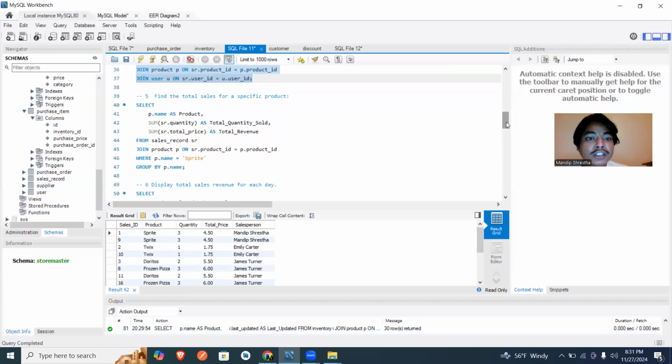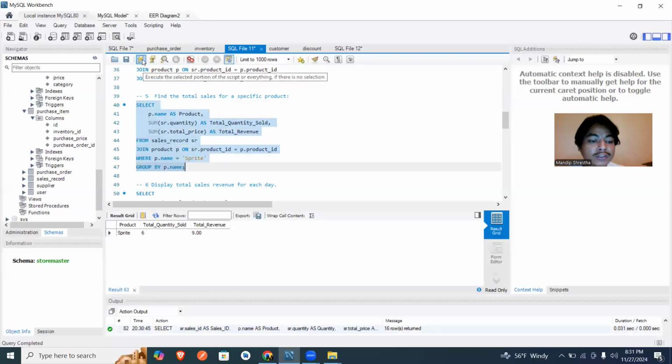My fifth functionality shows the total sales for a specific product. Suppose, for example, I have taken Sprite. If I run the query, I can see that my total quantity of Sprite sold is 6, and total revenue is 9.